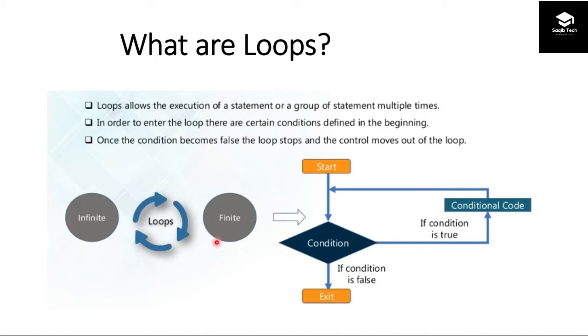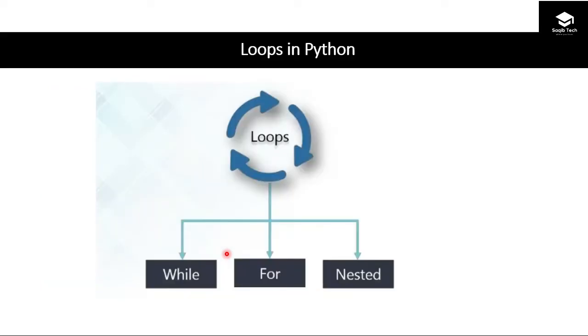Finite loop means that it must stop at some point. Okay, the loop will stop at some point. Infinite means that your program will be in some loophole and it will not stop. Okay, it will be running continuously.